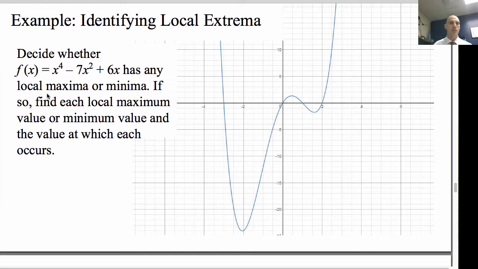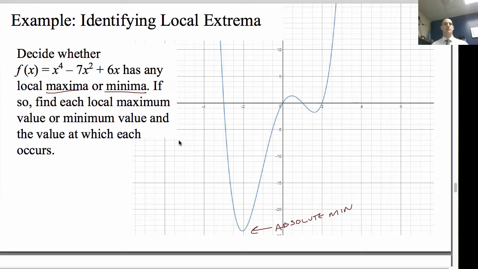So check this out. Decide if it has any local maxima or minima. If so, find each local max and min value, maximum value or minimum value, and the value at which each occurs. So this is going to be the case where this right here, this is the absolute max or absolute min. Okay, this is an extrema. They're called extremas because it's like extreme, meaning extremely high or extremely low. Okay, so this is the absolute min seemingly, but on this location, this would be a local min in this area. Just so happens to be for the whole graph.